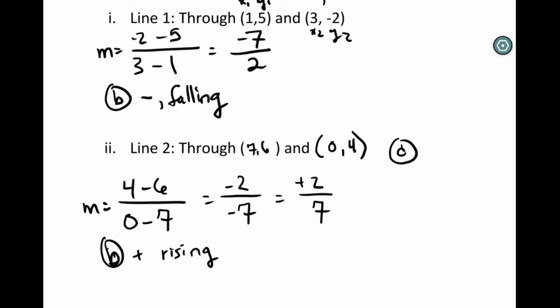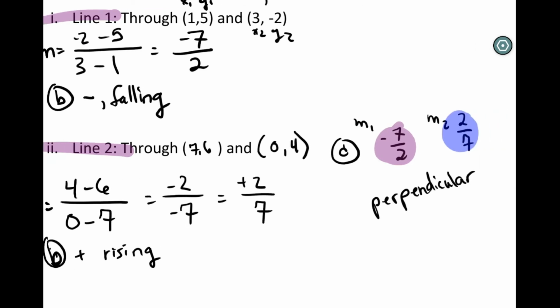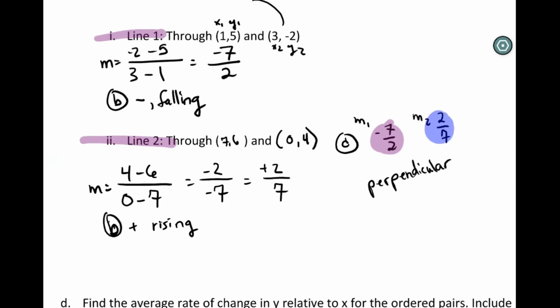More specifically, how do these two lines compare? Line 1's slope is negative 7/2, and line 2's slope is 2/7. Well, what does that mean? That means they are opposite reciprocals. So these two lines would be perpendicular.